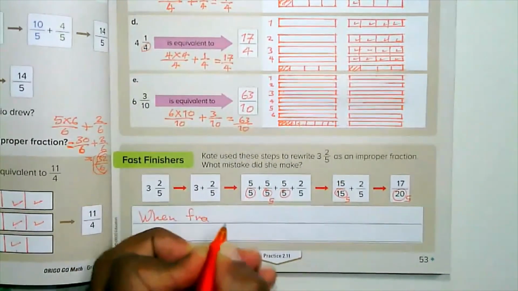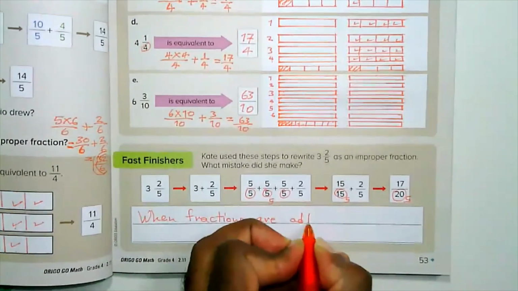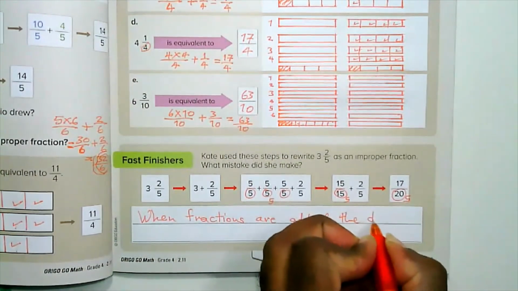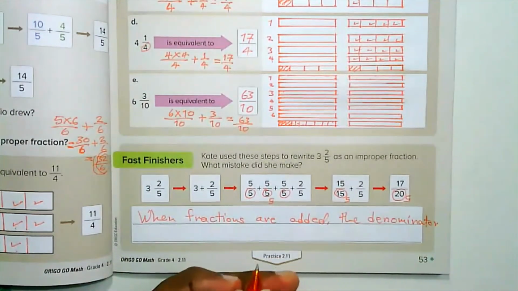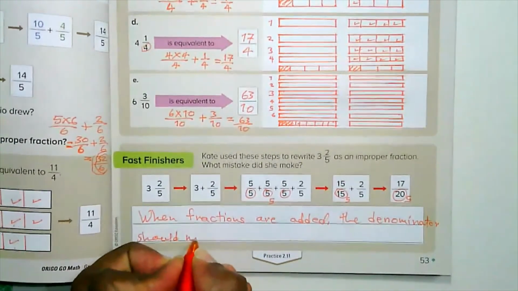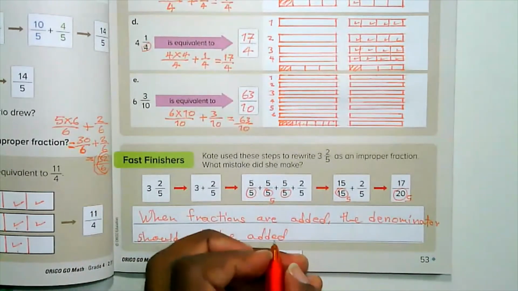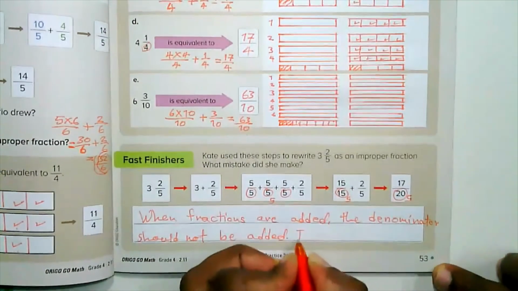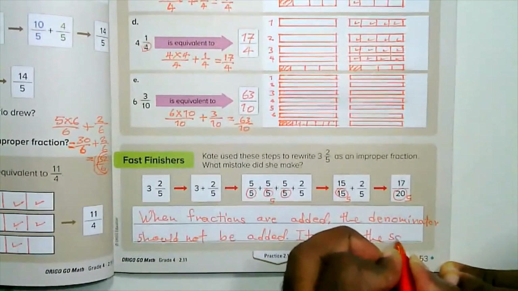When fractions are added, the denominator should not be added. The denominator stays the same.